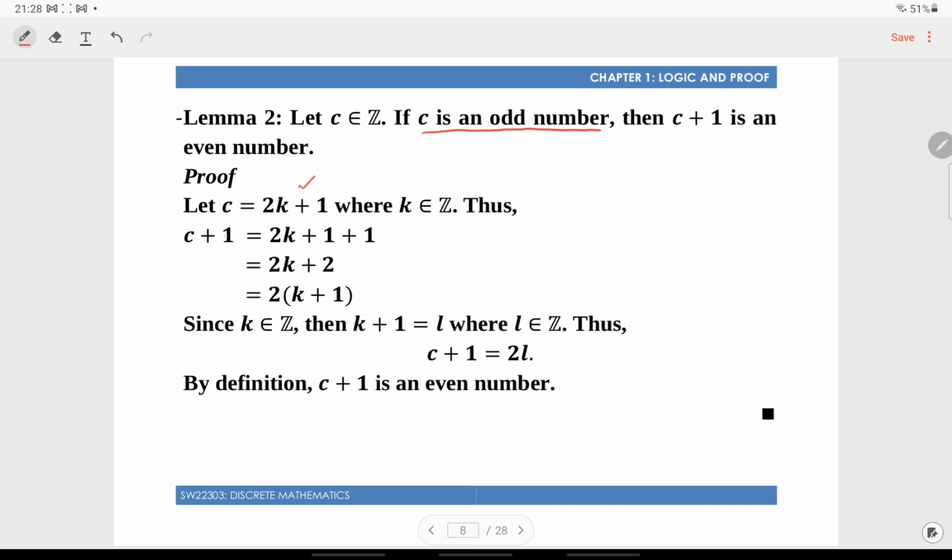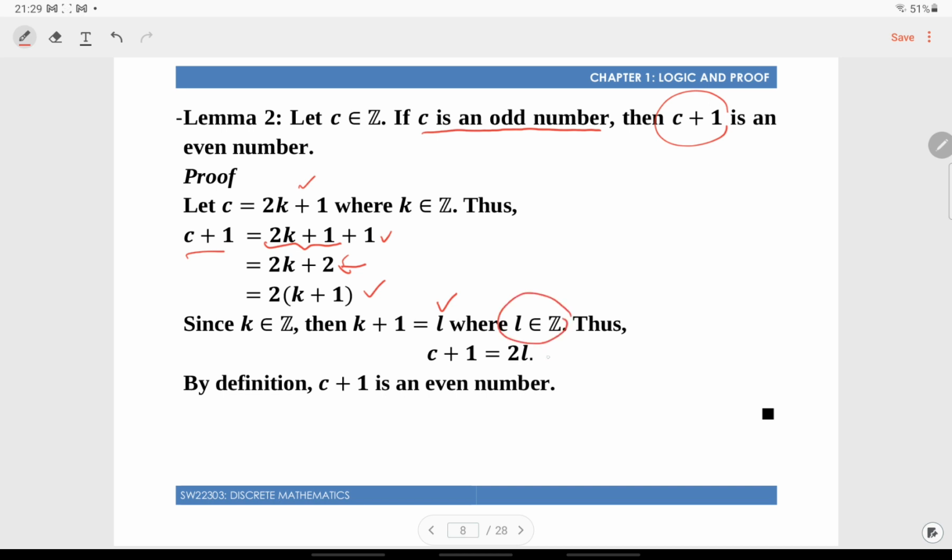Thus, because we need to prove c plus 1, we have c plus 1 equal to 2k plus 1 plus 1, which comes from c plus 1. Then we combine these two numbers based on the addition operation, so we have 2k plus 2. We can factorize this to get 2 times (k plus 1). Because k is an integer, an integer plus 1 is an integer. We let this integer be L, where L can be any integer.